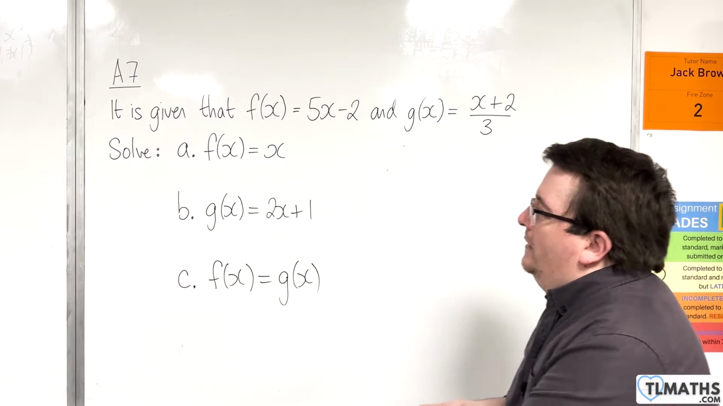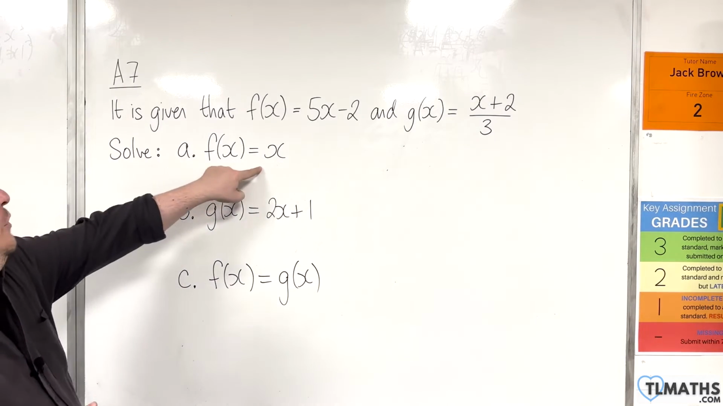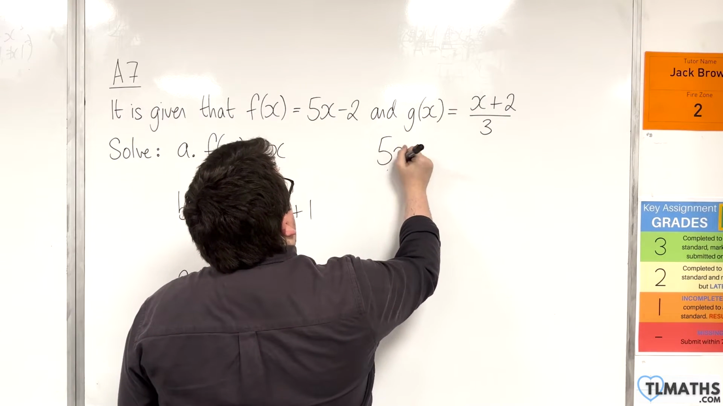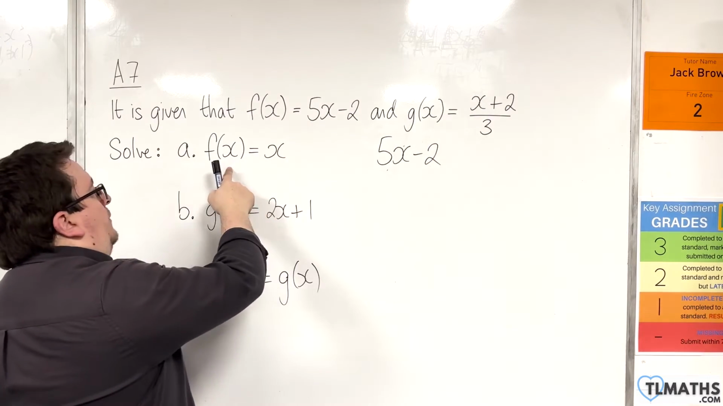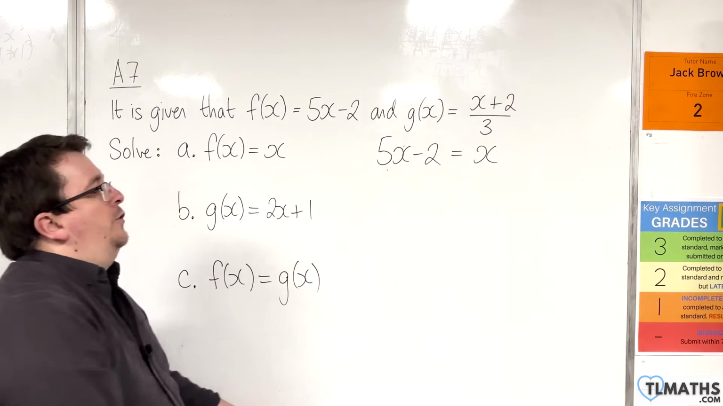Okay, so for part A, we need to solve f of x is equal to x. So 5x take away 2 is the f of x, and we want to put that equal to x. So we want to solve this equation.